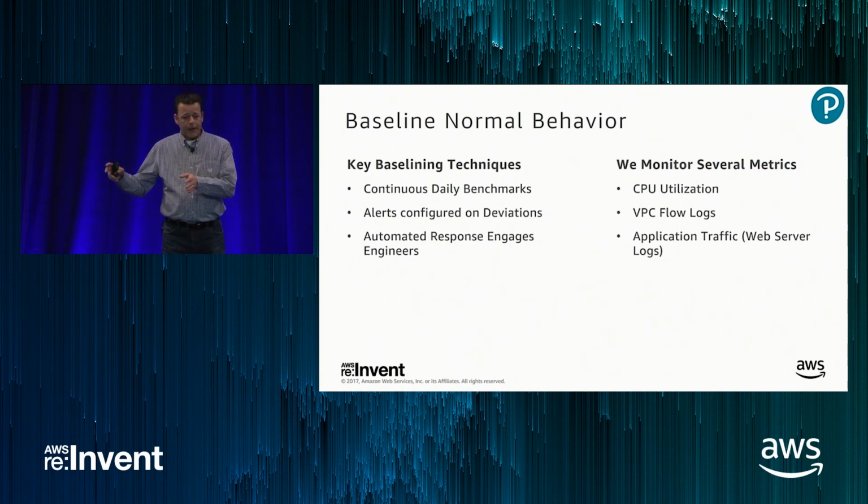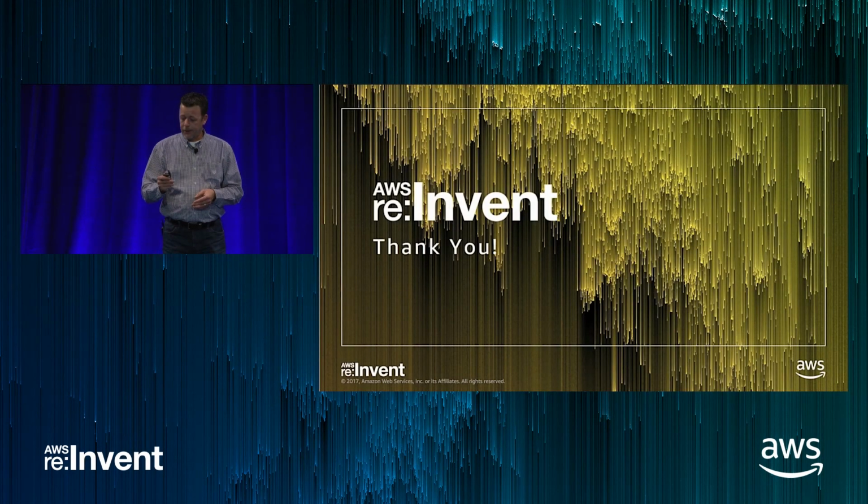We have an interesting structure within our organization. We have a three-tier engineering group: an operations center, a DevOps organization, and an SRE organization, and baselining is a responsibility that spans all three of those organizations. And that, I think, is that.